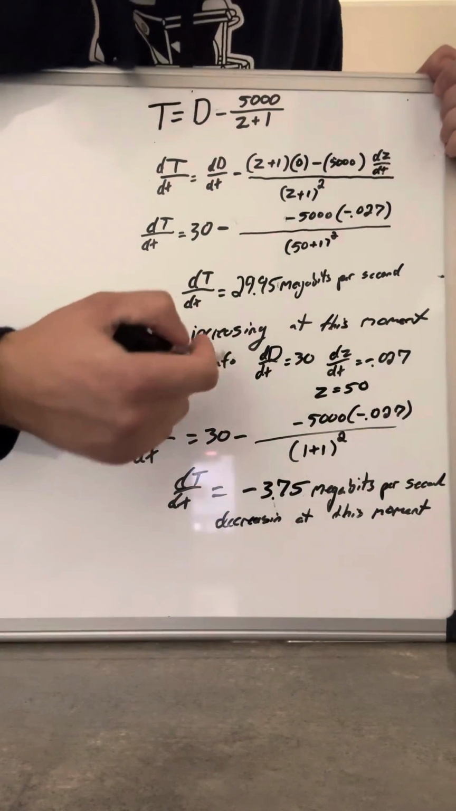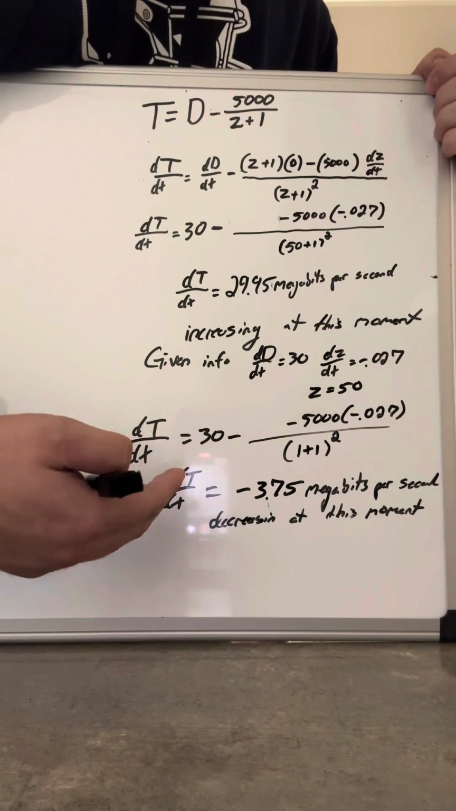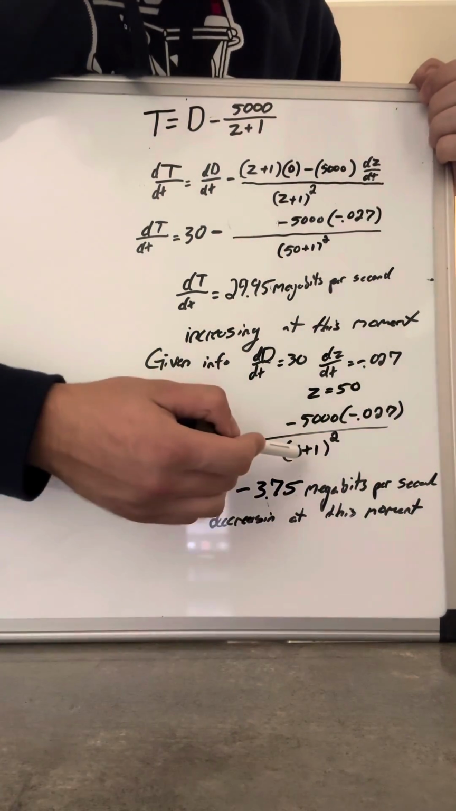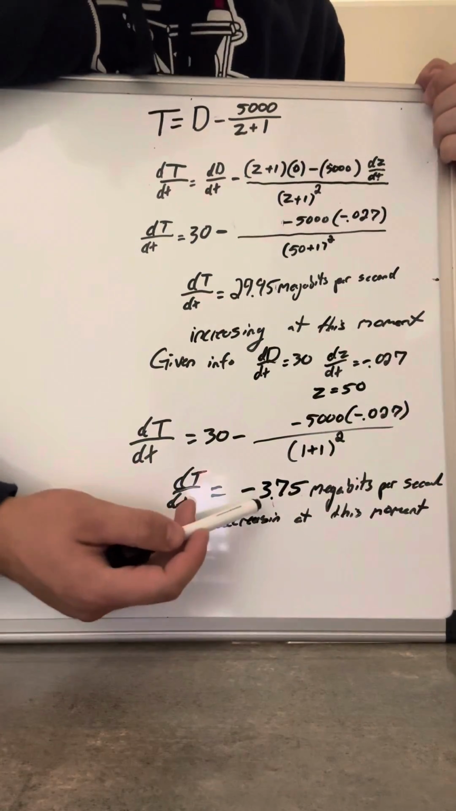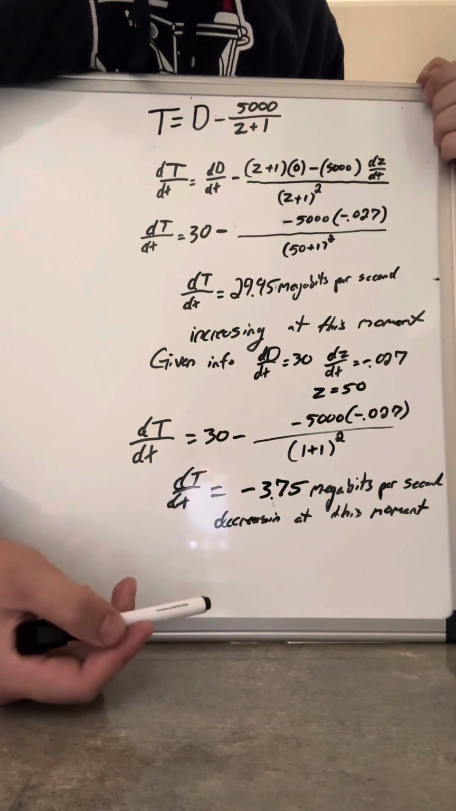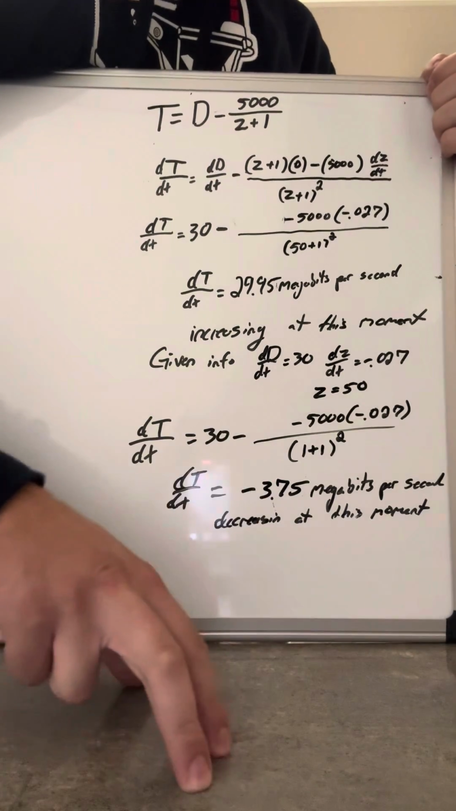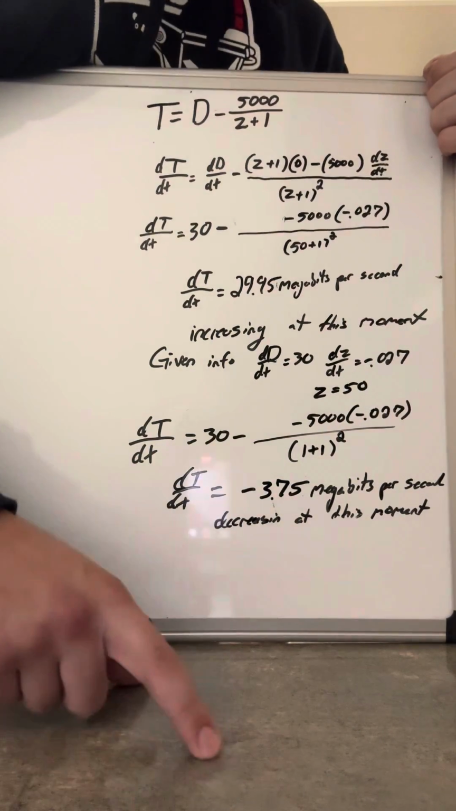And he's also far away, so he's not able to delete as much information off Bart's laptop. When it is 1 mile away, just the same thing, except now it's negative 3.75 megabits per second, which means it's decreasing the amount of information that's on Bart's laptop at this time.